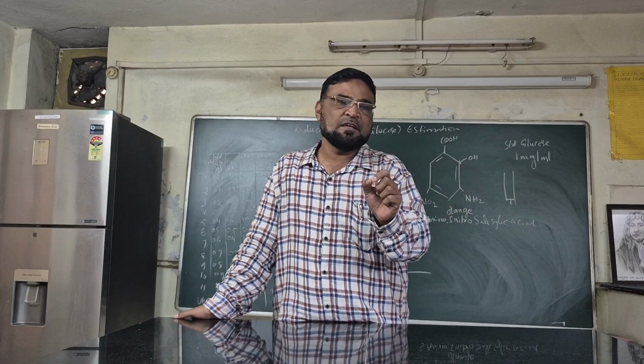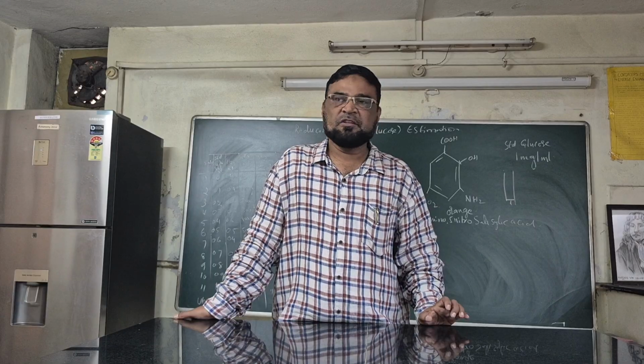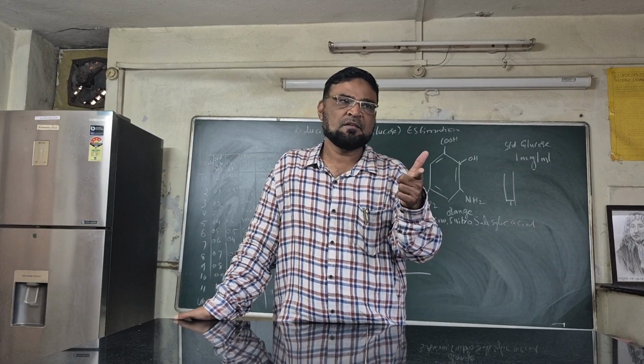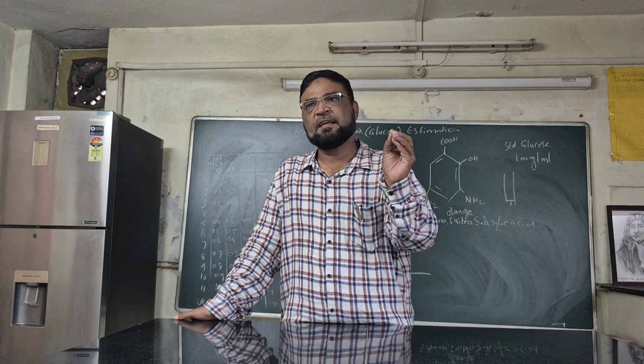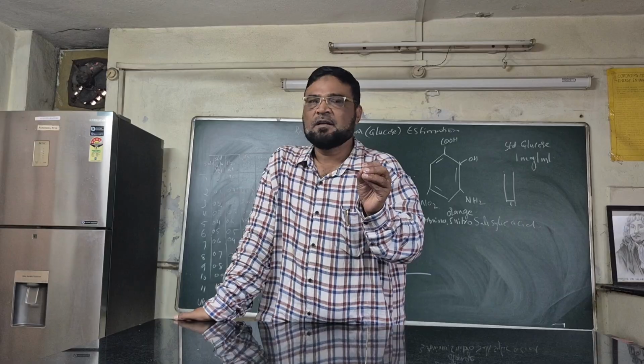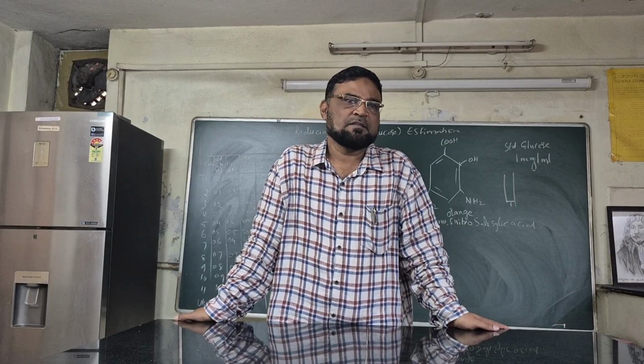Now you multiply with the dilution factors. One time we did a 10-fold dilution, another time a 5-fold dilution, so you multiply. Suppose you are getting a concentration of 200 micrograms, then 200 into 10 into 5. Whatever concentration comes, that is your final concentration.